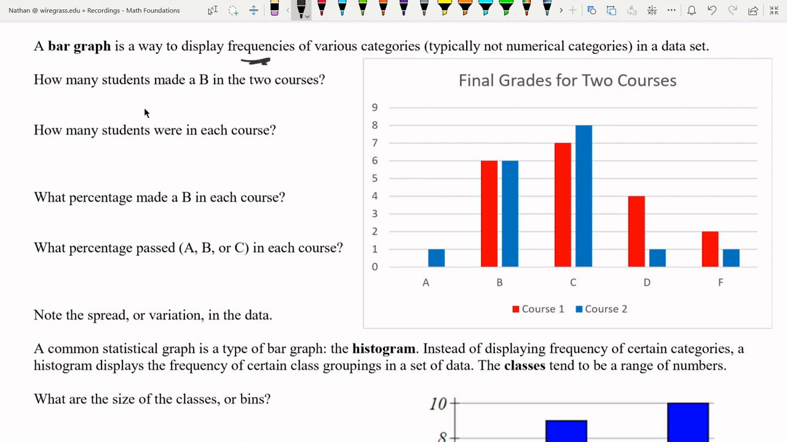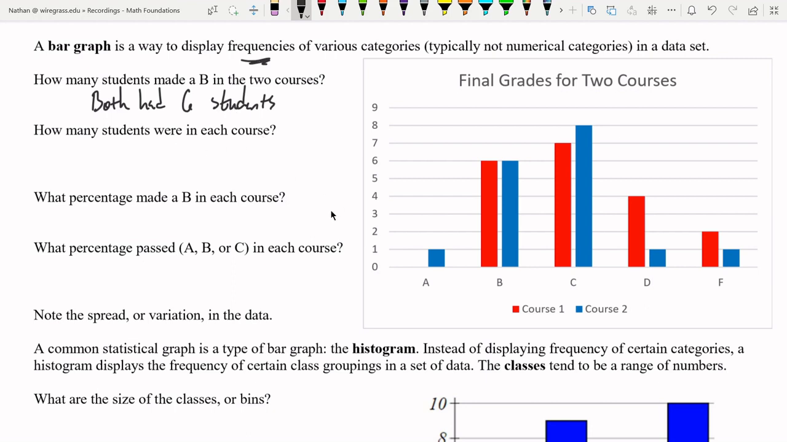So how many students made a B in the two courses? We have final grades for two courses. B is going to be right here. This is the category. And what was the frequency of students that made a B in the two courses? They both had 6 students that got that B.